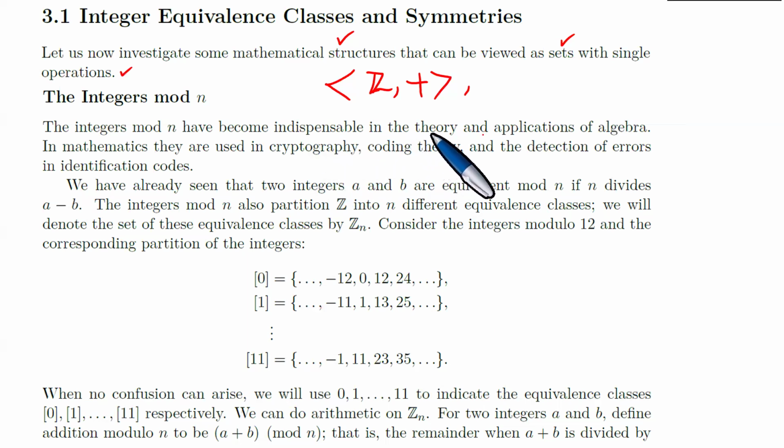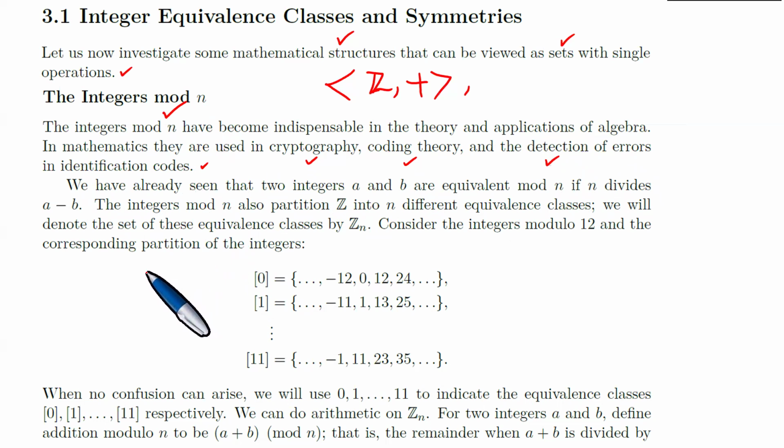So the integers mod n have become indispensable in the theory and applications of algebra. So the integers mod n have really become indispensable. In mathematics, they are used in cryptography, coding theory, and detection of errors in identification codes.